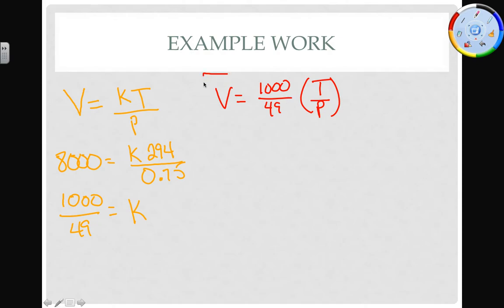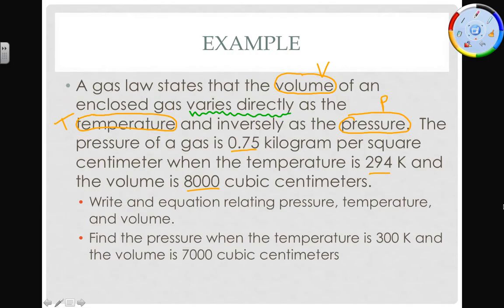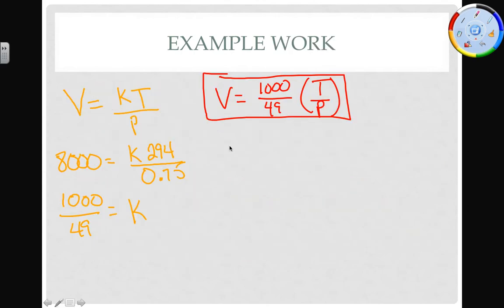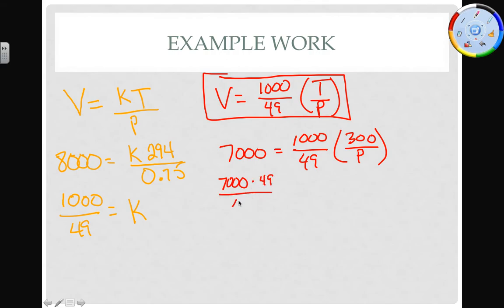And you'll notice that's actually answering our question A. Then our question B is, hey, temperature is 300, volume is 7,000, what is pressure? So we can use that. I know my volume is 7,000. I know my temperature is 300, and I don't know my pressure. Again, with a little bit of math trickery, I can multiply both sides by the reciprocal here, so I can get 7,000 times 49 over 1,000. The thousands cancel, so I'm left with 7 times 49 over 1 equals 300 over P. Cross multiply, solve for P.